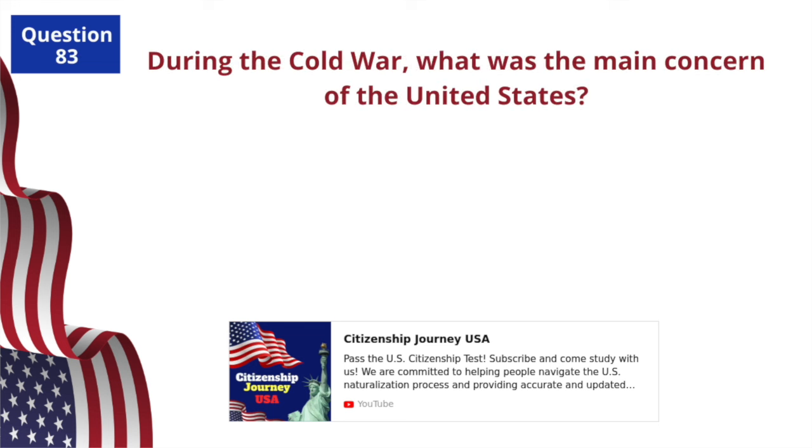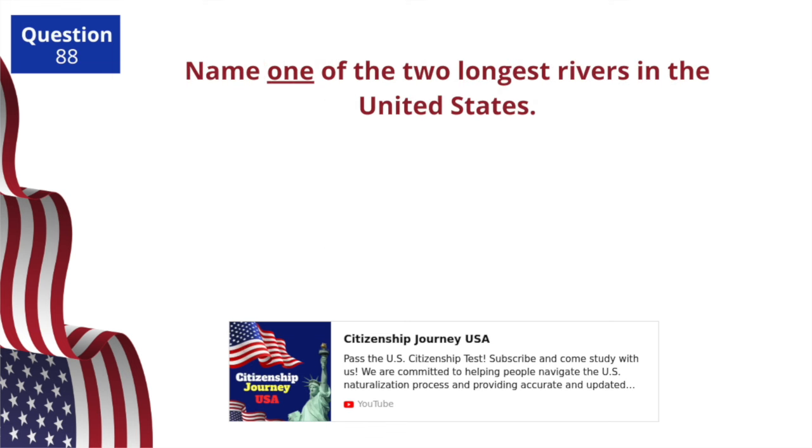During the Cold War, what was the main concern of the United States? Communism. Name one of the two longest rivers in the United States. Missouri River.